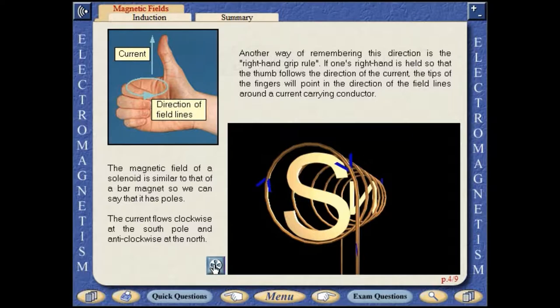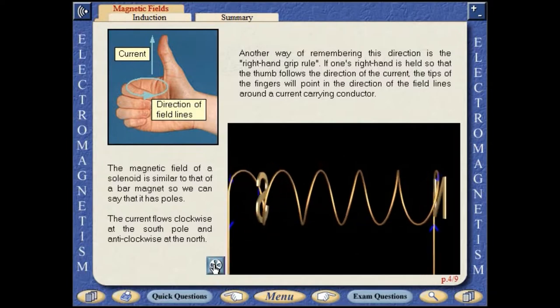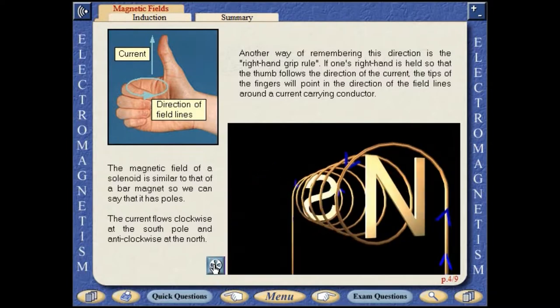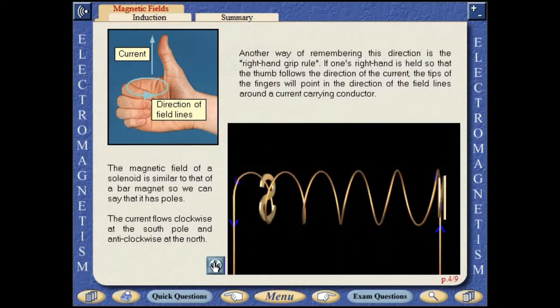The magnetic field of a solenoid is similar to that of a bar magnet, so we can say that it has poles. The current flows clockwise at the south pole and anticlockwise at the north.